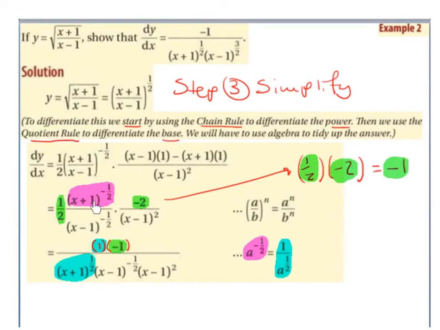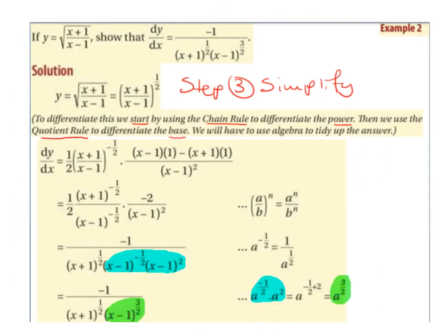And (x plus 1) to the power of minus a half, we can rewrite. So a to the power of minus a half gives us 1 over a to the power of positive a half. So (x plus 1) to the power of minus a half, we can rewrite as 1 over (x plus 1) to the power of positive a half. And the rest stays the same. So we have minus 1 over (x plus 1) to the power of a half, multiplied by (x minus 1) to the power of minus a half, multiplied by (x minus 1) squared.